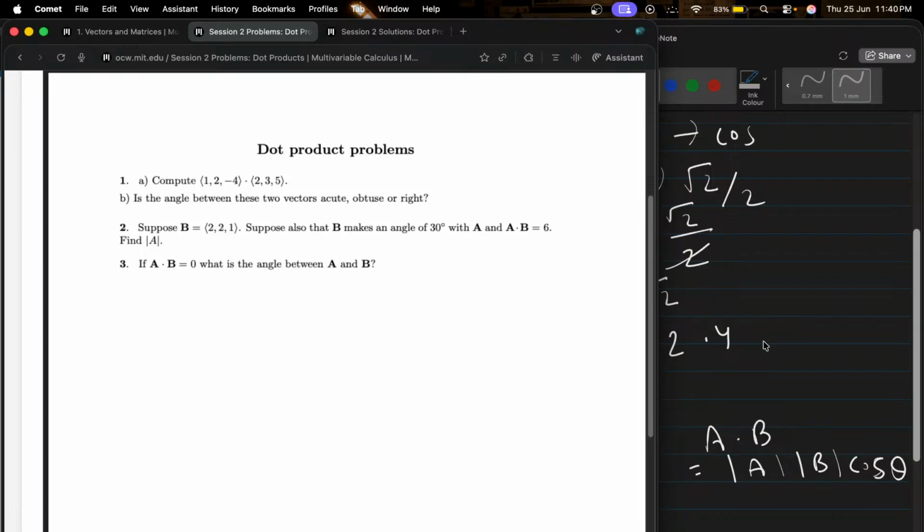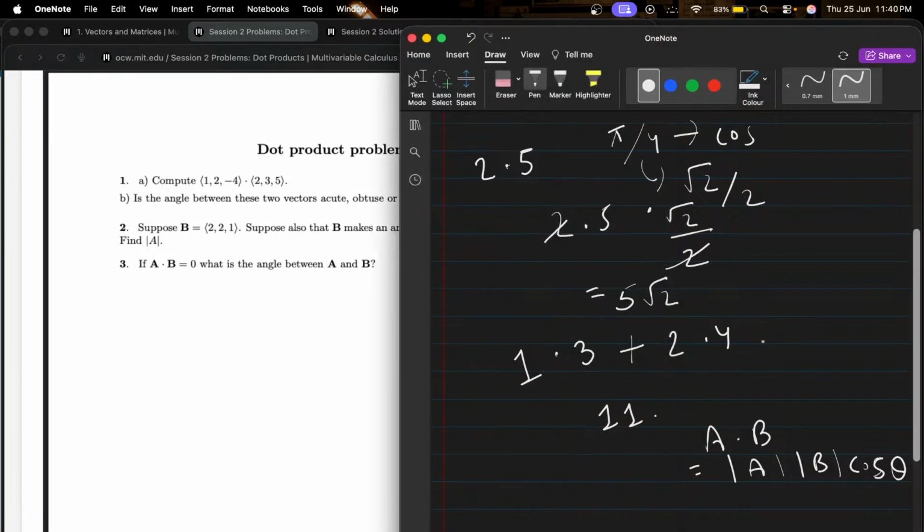Find magnitude of A. We have this whole thing equals to 6, and we have this equals to 30 degree, and we have the value of b, 2 to 1. What do I have to do with this 2 to 1? If I figure out what we can do with this value, then we can figure out what will be A. Okay, it's getting interesting.